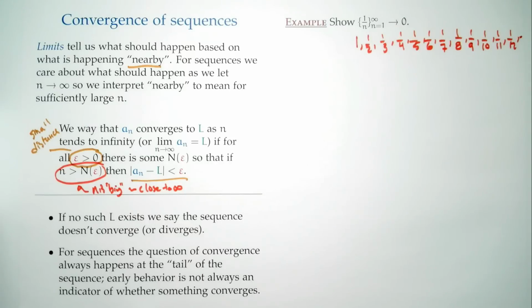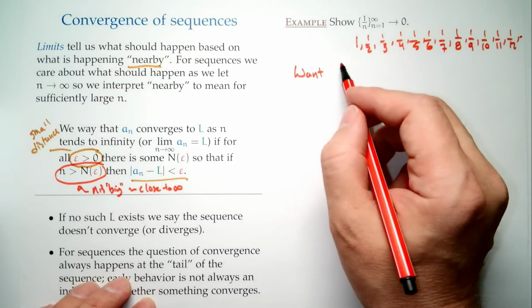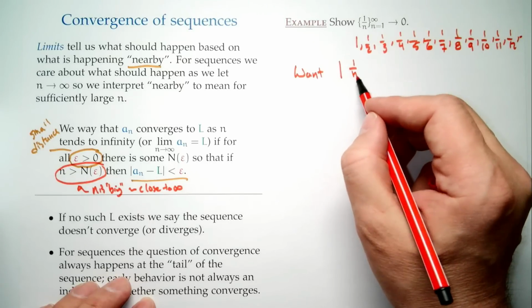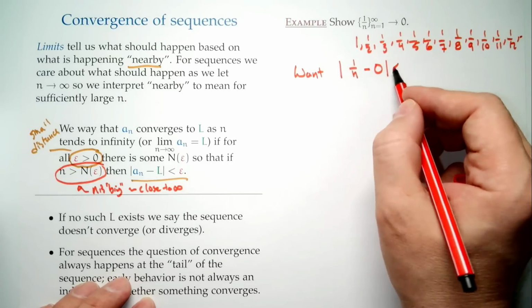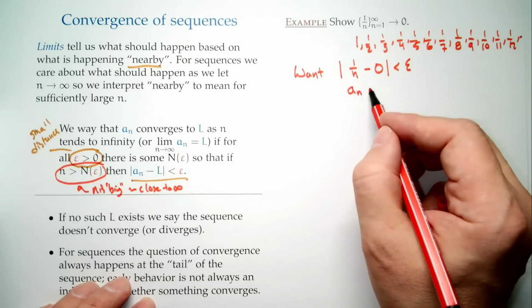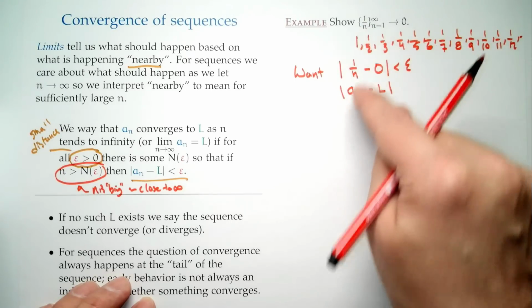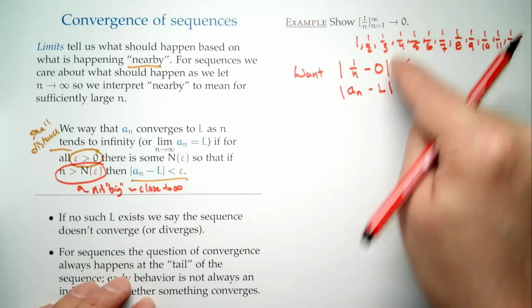So now how do we prove it? Well, the good news is we can do it pretty simply. So what's our goal? So this is what we want. We want to have 1 over n minus 0 be less than epsilon. So this is my a sub n. This is my L. Because the a sub n is my sequence. The L is my limit.